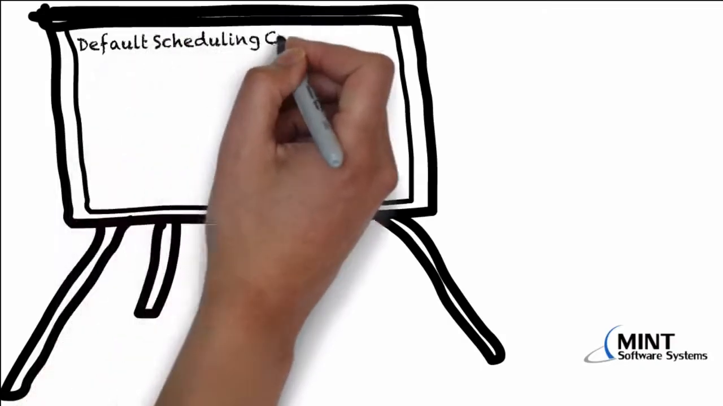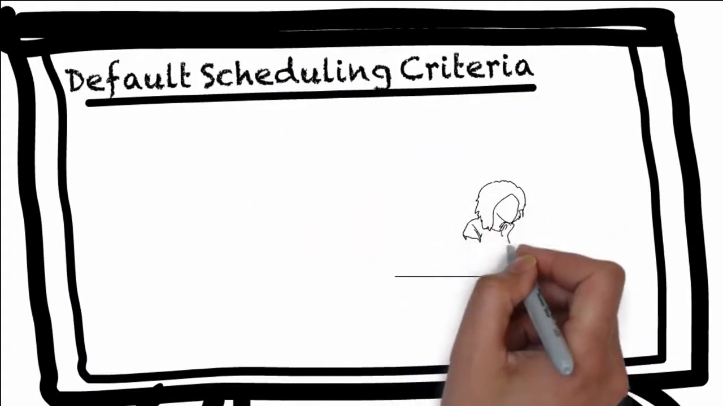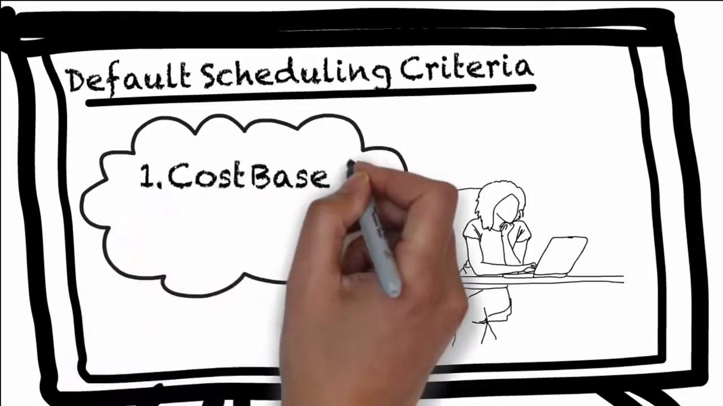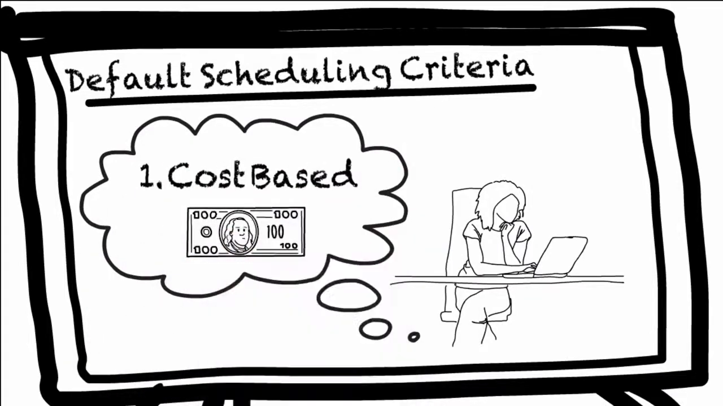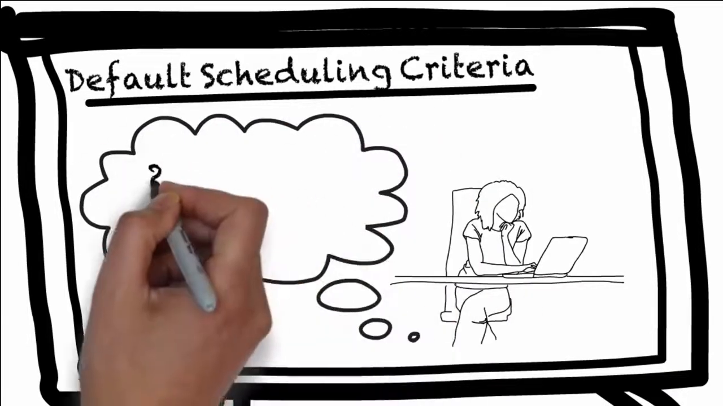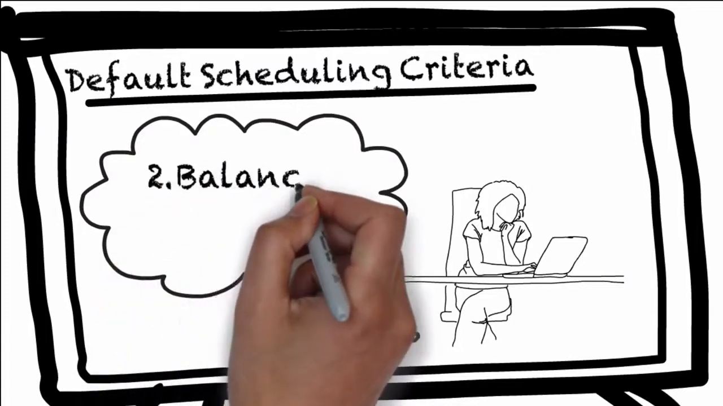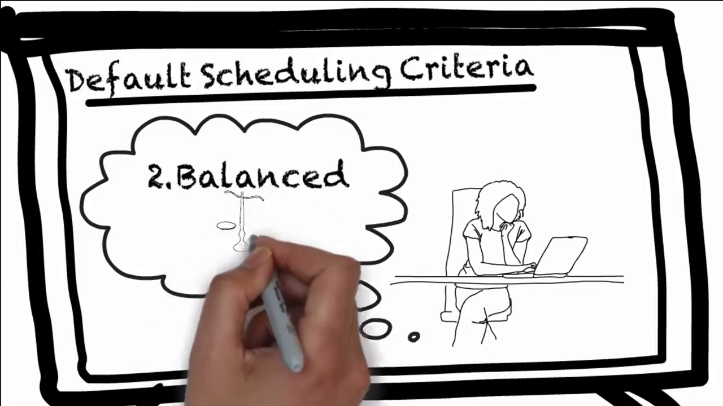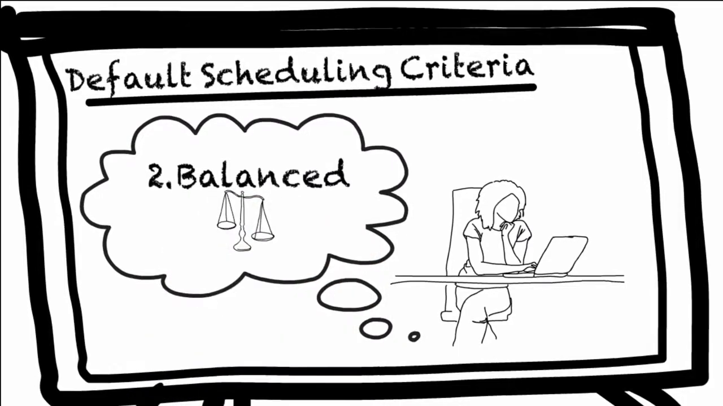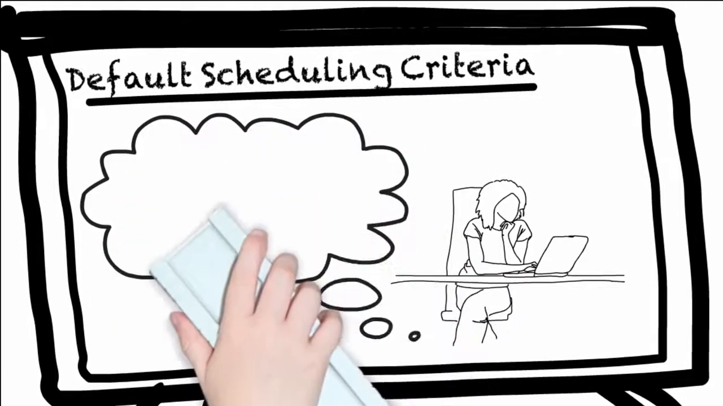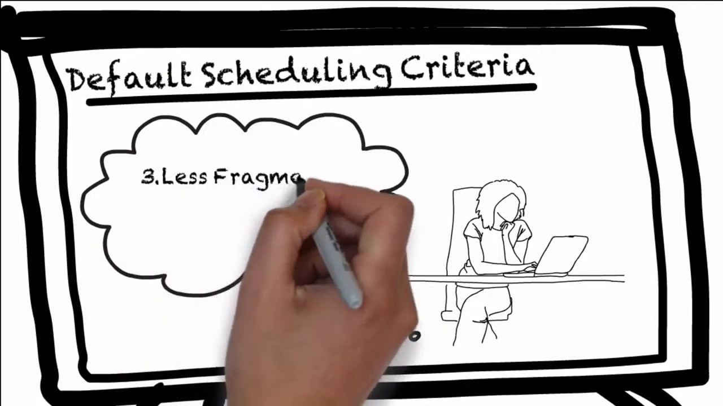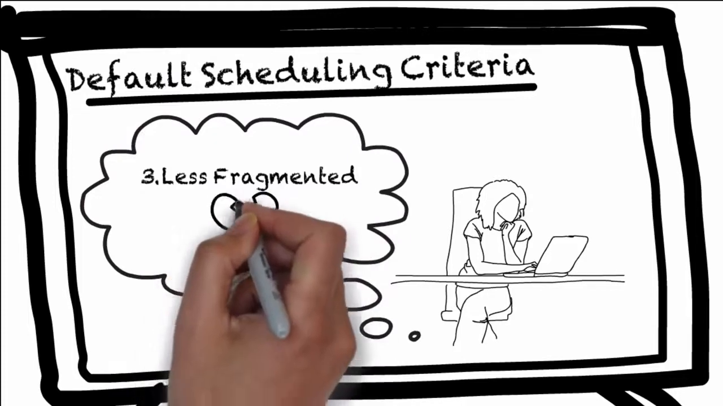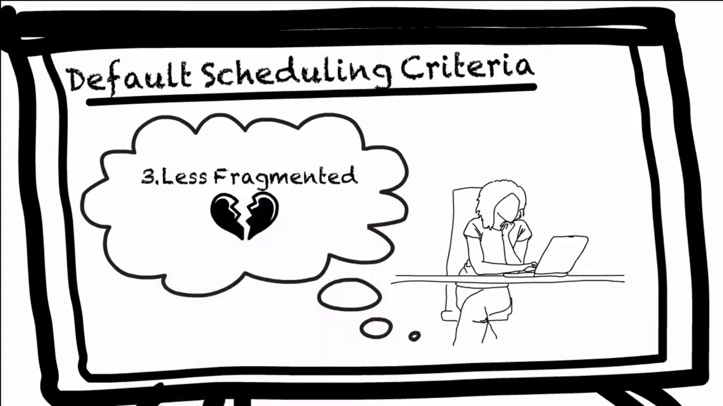In Mint, you are able to schedule training based on certain scheduling criteria. For example, you can schedule based on resource cost. You can also take a balanced approach where the system assigns resources in a way that the amount of work is equally distributed amongst resources. Or less fragmented, where the system assigns the same resources for all project events whenever possible.